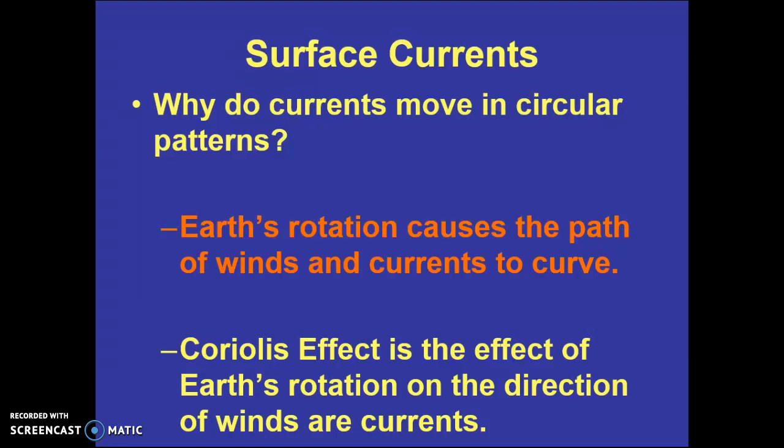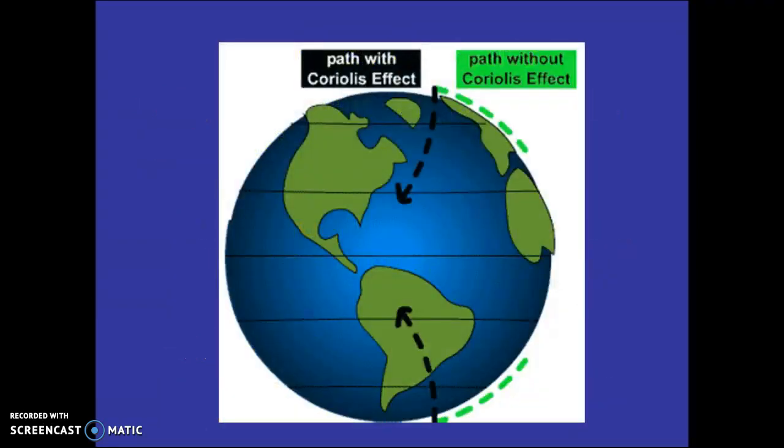Okay, the Coriolis effect is the effect of the Earth's rotation on the direction of winds and currents. That should say at the bottom, not our currents, and currents. All right, here you can see typically the wind might go in a straight line, except for when the Earth turns, it causes it to kind of curve around. Same thing in the southern hemisphere, the wind would go this way, but instead it curves to this direction here. So you'll notice it curves in the opposite direction in the northern hemisphere as compared to the southern hemisphere.